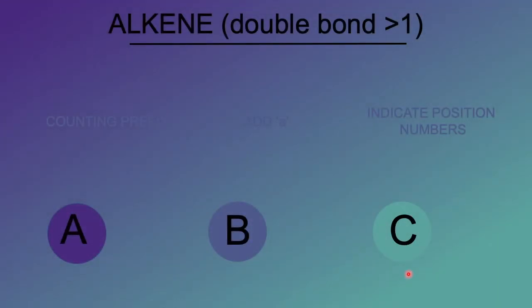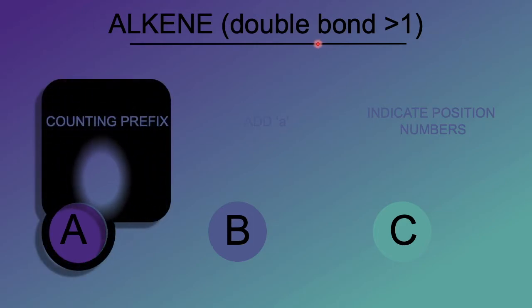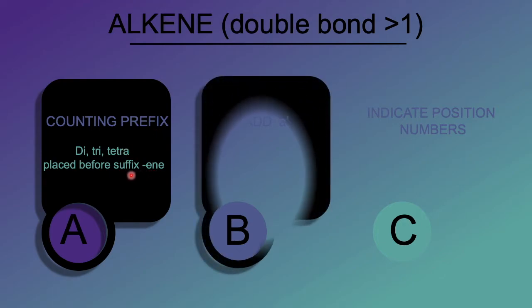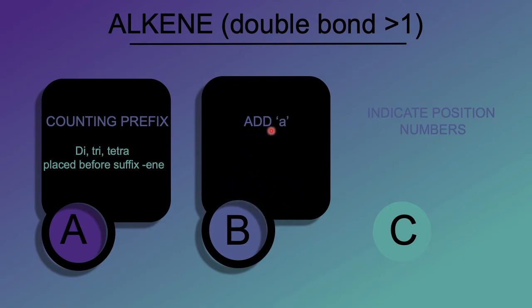Now let's consider another scenario. What if an alkene has more than one double bond? As we did with alkanes, we will use counting prefixes like di, tri, tetra, etc. before -ene. For convenience, an a is added before this. This is just done so that it is easier to pronounce the name. So before the counting prefix, we add an a, and I will show you what this looks like in a second. And then, as we know, when we write counting prefixes, we have to specify the position numbers.